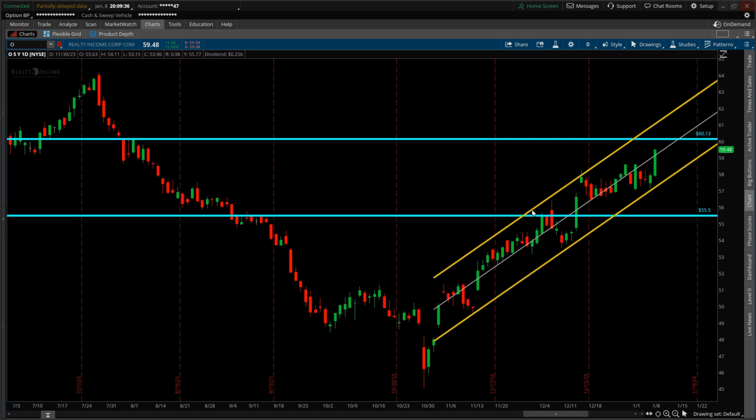The upper yellow is another layer of resistance. The bottom yellow is another layer of support. The gray center line is acting as both support and resistance, and we can see that here. During this time period, price was held up between the gray and the upper yellow. And then when price fell, it found support at the bottom yellow.